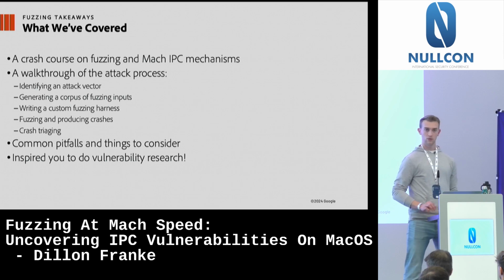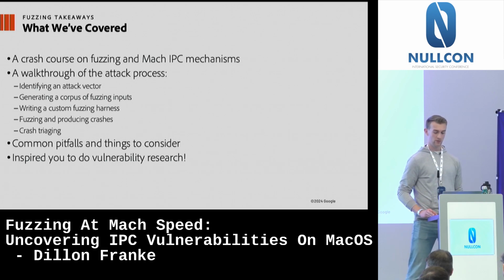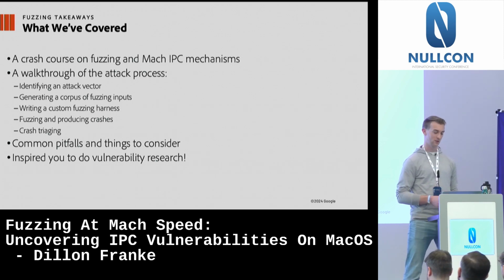Perfect. Okay, so let's take a step back real quick and talk about a little of what we've covered. We started with a crash course on fuzzing and Mach IPC mechanisms. We then drilled down into the attack process when dealing with memory corruption. We talked about identifying attack vectors, generating a corpus of inputs that we can then mutate, writing a custom fuzzing harness, and then triaging those crashes. Hopefully I also was able to highlight some of the common pitfalls that can come up. This was definitely a huge learning process for me and an iterative process of running into a problem, figuring out how to fix it, and dealing with a lot of trade-offs along the way.